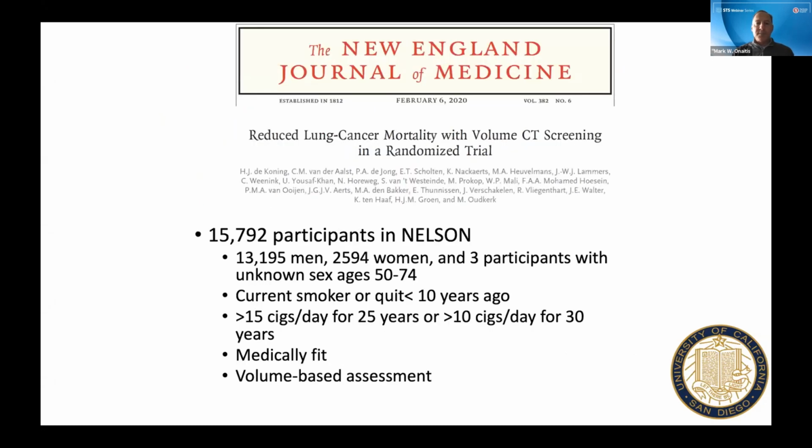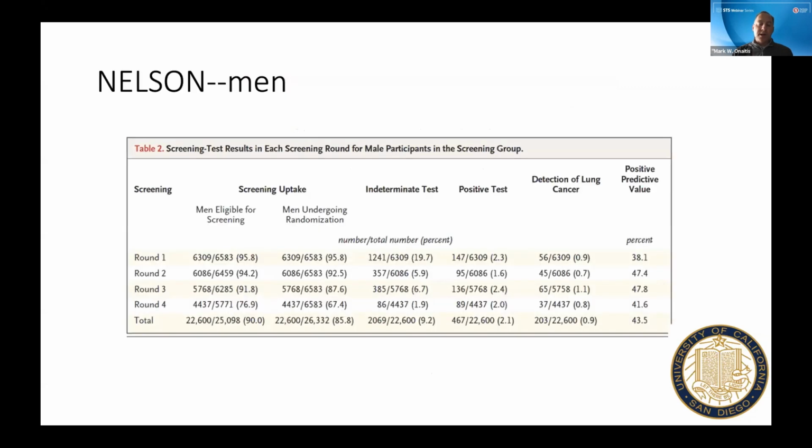mortality. Here's the Nelson trial, which was just published last year, 15,792 patients, the majority of which were men in the Netherlands and Belgium. They had a slightly lower smoking history, also recent smokers. All the patients were medically fit. Importantly, in this trial, the CT scans were read with a volume-based assessment, which may give a more accurate diagnosis of whether the lesions are cancer or not.